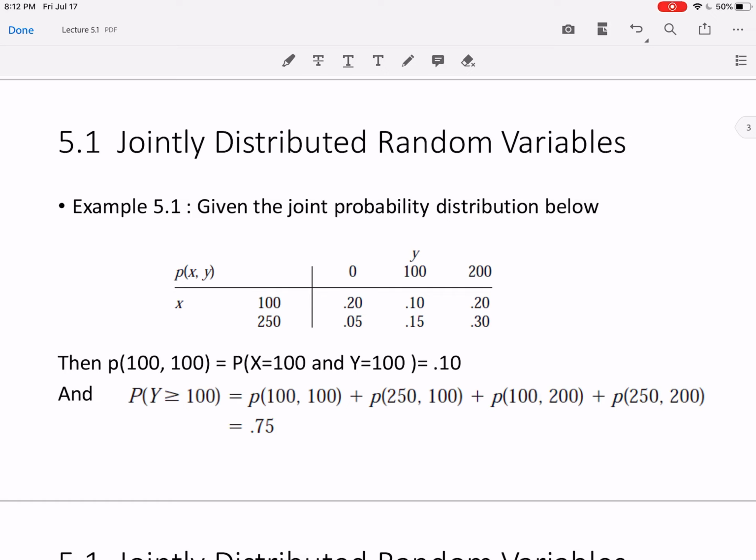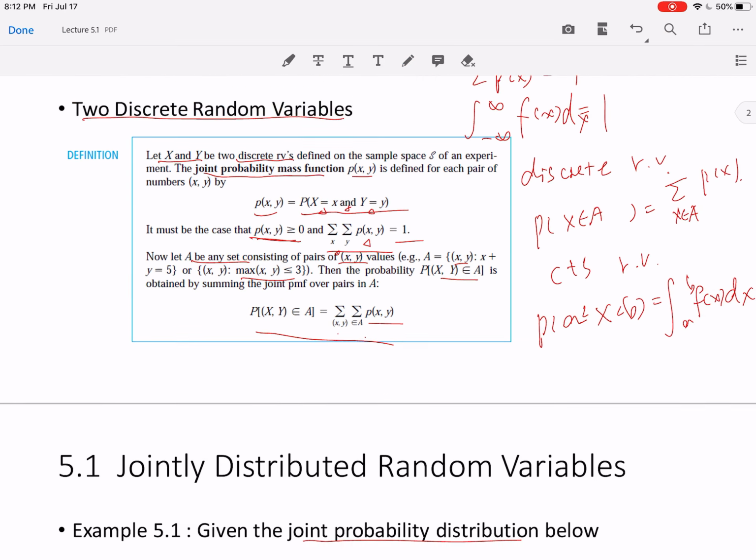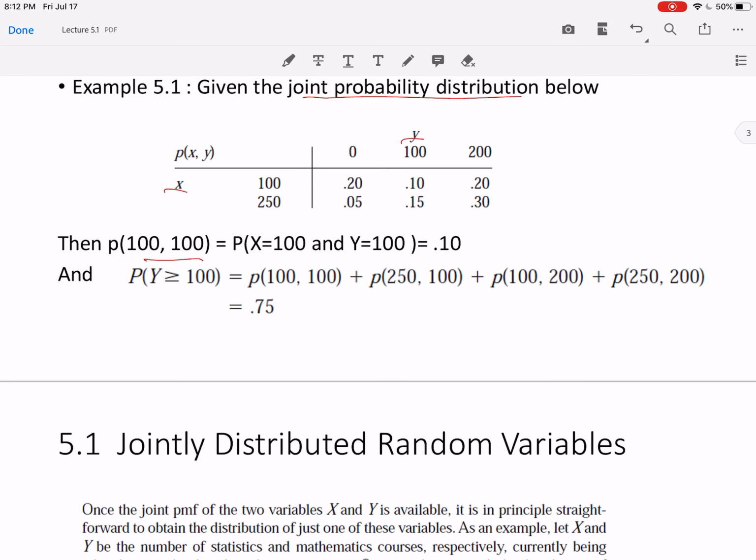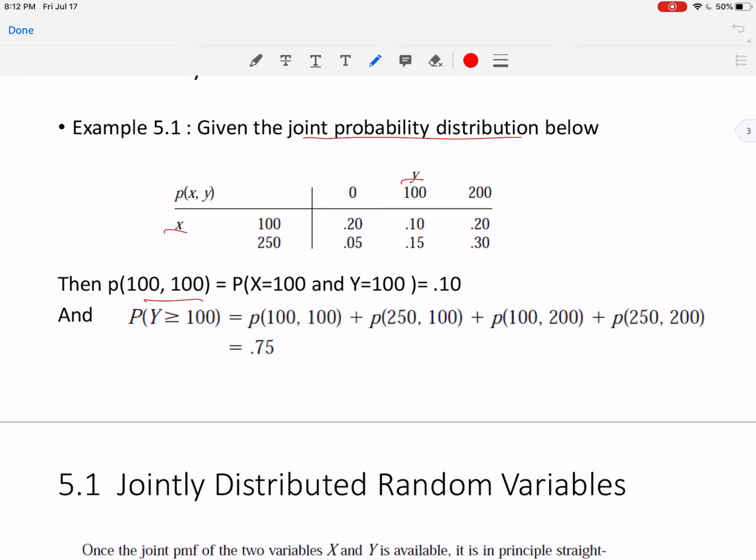So given the joint probability distribution below, since it's a joint probability distribution, we're dealing with two random variables in this case, of course X and Y, and we have the probabilities of each pair. And then p(100,100). Based on the definition we have here, the probability p(x,y) is equal to the probability that the random variable big X is equal to the little x and big Y is equal to the little y. So same thing over here. If we want to find p(100,100), we're looking for the probability that X is equal to 100 and Y is equal to 100.